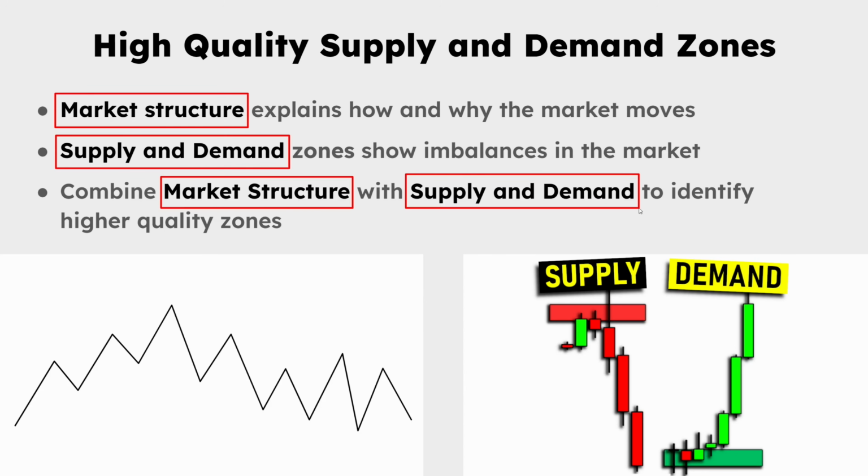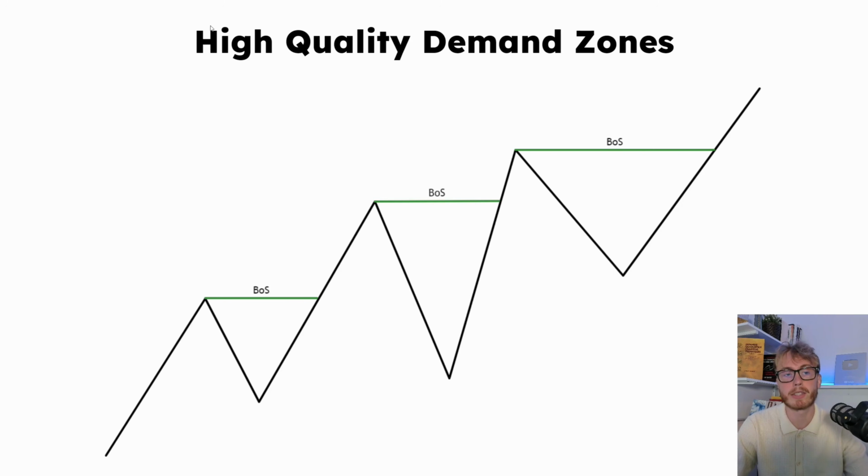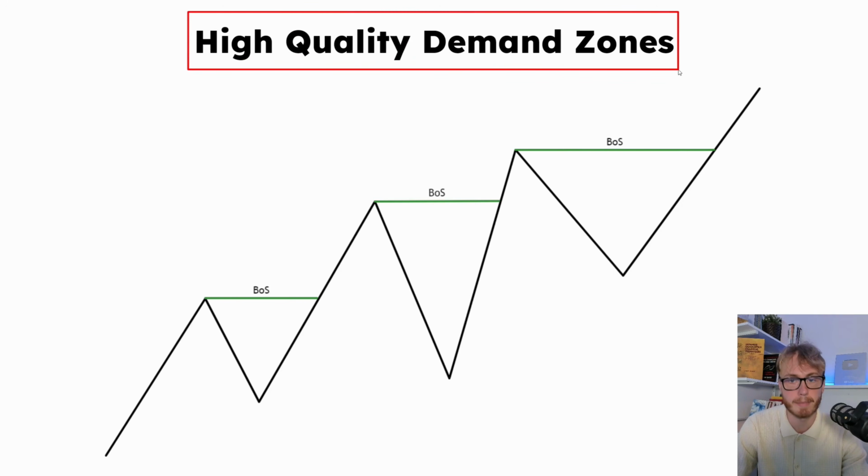And now let's take a look at how to do that in a step-by-step manner. Let's begin here by taking a look at the high quality demand zones. To find these zones, what we are looking out for is strong lows. And remember from earlier in the video, the strong lows here are created from the move that breaks structure. So for example, right here we have a break of structure, which makes this low right here a strong low.